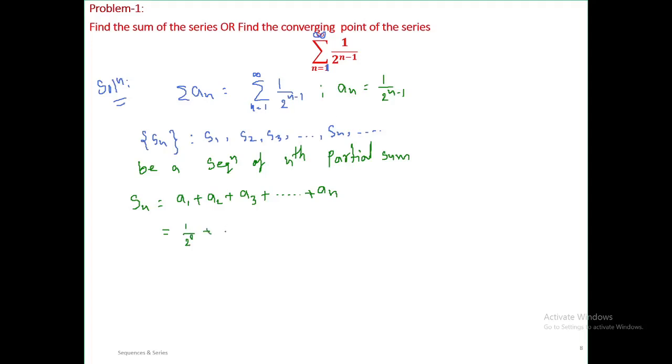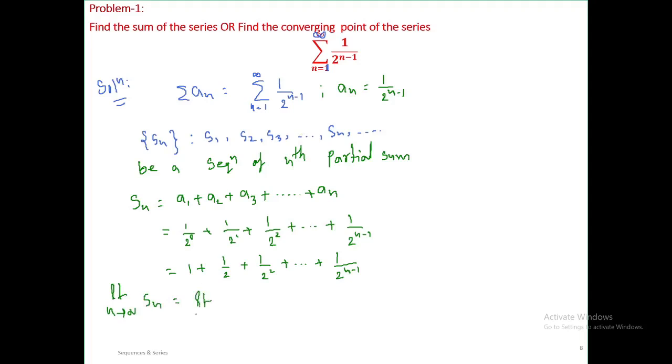Plus the second term, n is 2, 1 over 2 power 1. Plus 1 over 2 power 2, the third term, plus and so on, plus the nth term, which is 1 over 2 raised to n minus 1. That's it. So this is the nth partial sum. Let me simplify this: 1 plus 1 upon 2 plus 1 upon 2 square and so on plus 1 upon 2 raised to n minus 1. So if the limit as n tends to infinity of Sn is finite, say L, then the series also converges to that L. Now what is this limit?